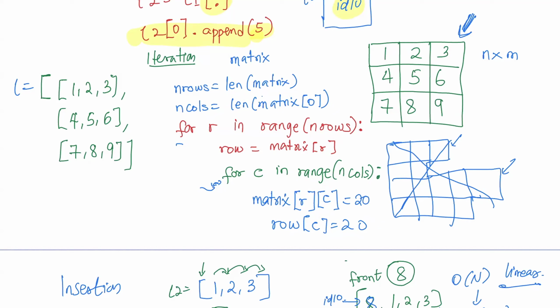Cornelius, is there a difference between the matrix, the first one and the second one? They're the same. Yeah. Okay. Because look, matrix of R is basically a variable row, right?